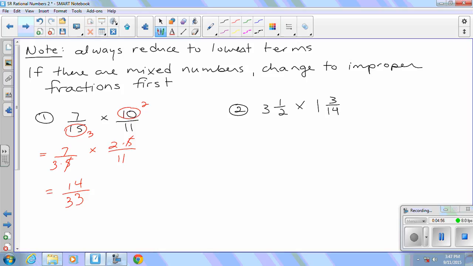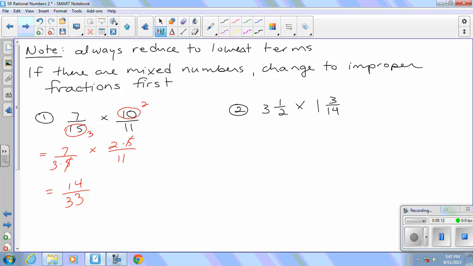Okay? All right, let's look at example 1. And, sorry, in the 14 divided by 33, there are no factors in common because 14 has factors of 2 and 7, neither of which goes into 33. So that's now in lowest terms.